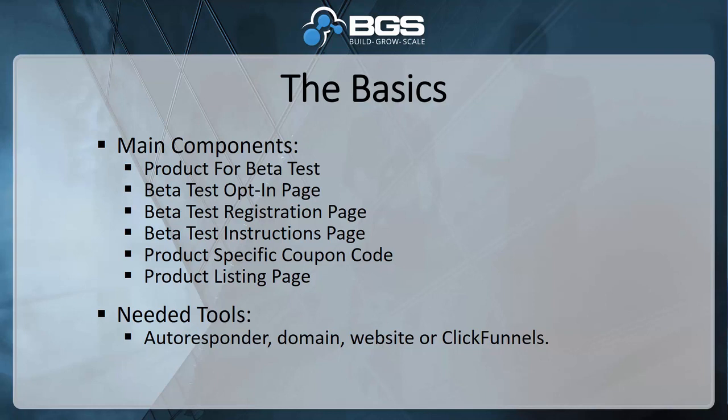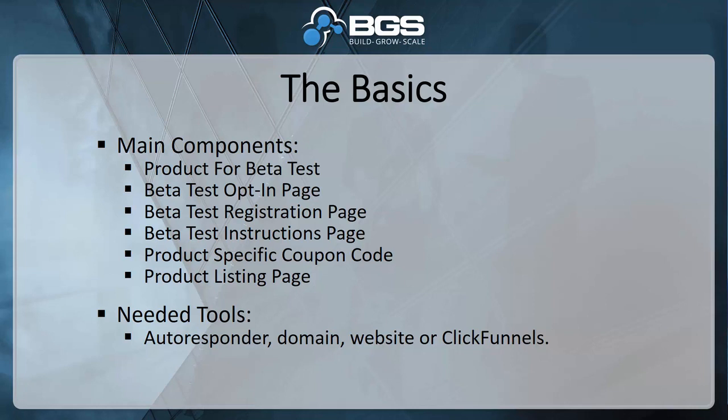Then you need the beta test opt-in page. This is where they opt in to enter into the first step of the beta test. Once they opt in, you need to have the beta test registration page. This is where you collect all of their details so that you can treat it like a real beta test and make them jump through a few hoops. And then finally, after the registration page, you take them to the instructions page where they get the step-by-step instructions on how to actually use the coupon code, buy the product, and leave the review that you're asking for, or the feedback, however you're doing it.